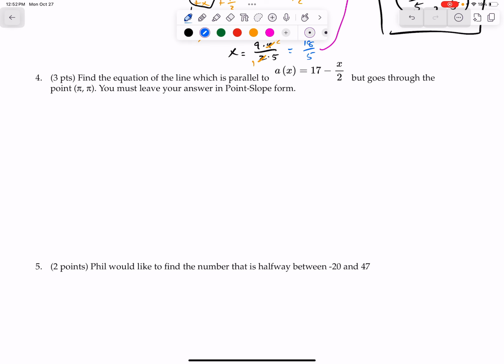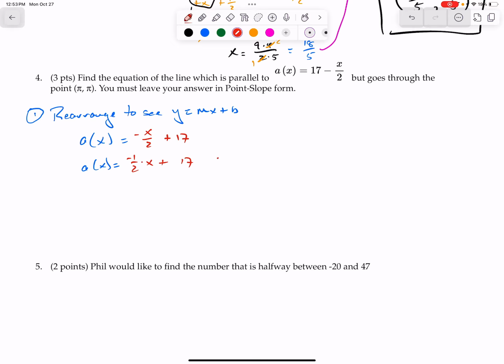Find the equation of the line. So first, let's rearrange to see y equals mx plus b. A of x equals negative x over 2 plus 17. So that's close, but really we would like it as a of x equals negative 1/2 x plus 17. So slope equals negative 1/2.